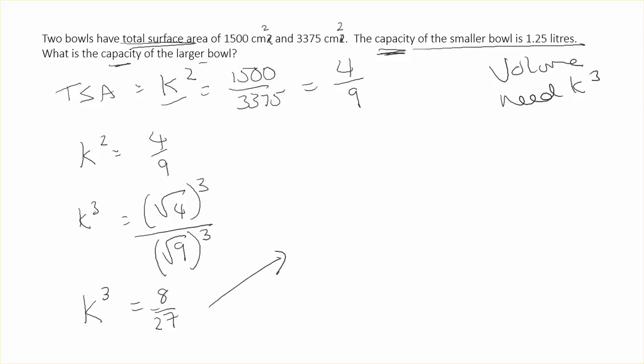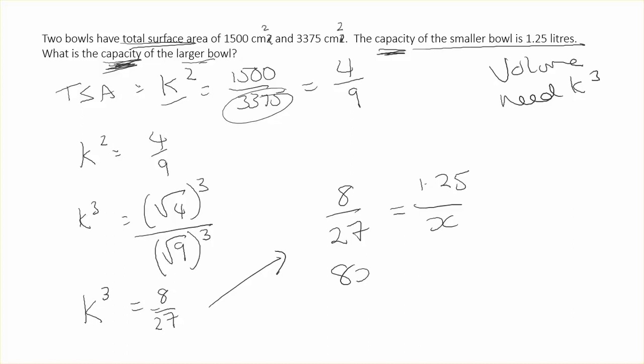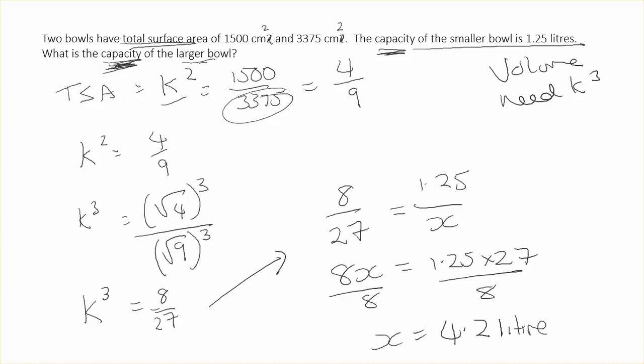All right, so I've got k cubed now, 8/27. Now that I've got k cubed, I can find an unknown capacity. I want to find the capacity of the larger bowl. My larger bowl I put in my denominator. I put my x in my denominator. The volume of my smaller bowl was 1.25 litres. So I just cross multiply. 8 times x equals 1.25 times 27. Divide by 8 on both sides. X equals 4.2 litres.